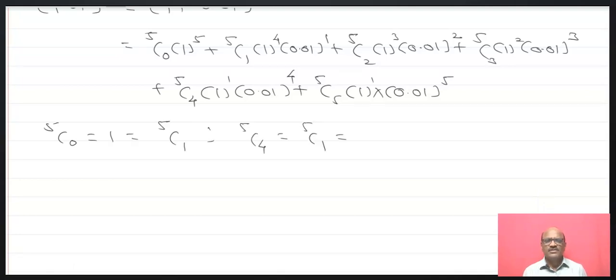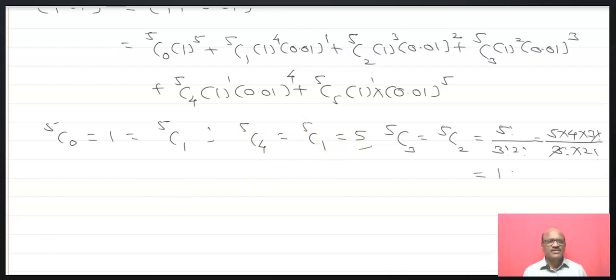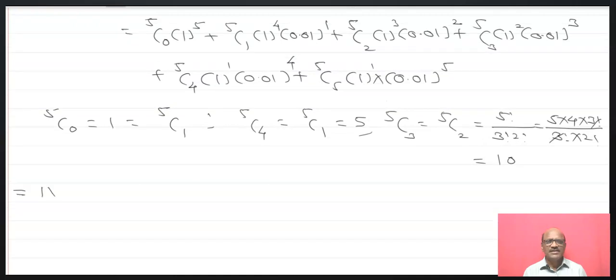5C0 is 1, 5C5 must be here. Its value is 1. 5C4, 5C1, that is equals to 5. 5C3, 5C2, that is 10. Now write their values. You can see 5C0, 5C5.